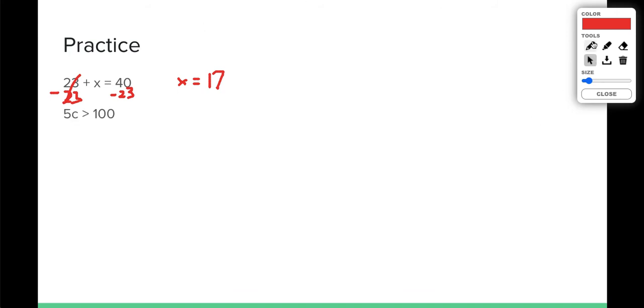Pause and try this one on your own. Press play when you're ready to hear the answer. 5 times c is greater than 100. The opposite of timesing by 5 is dividing by 5. That means c is greater than 20. What does that mean? It means any value over 20 would work in replacement of c.